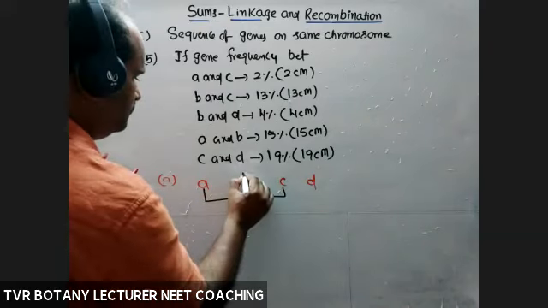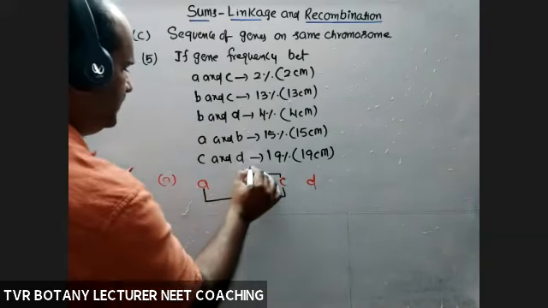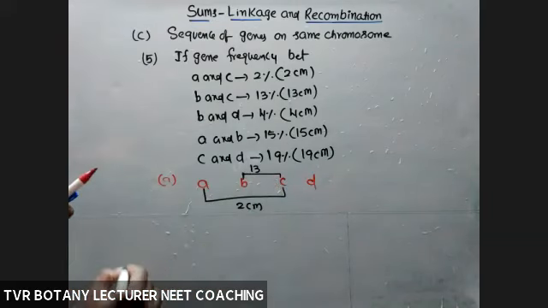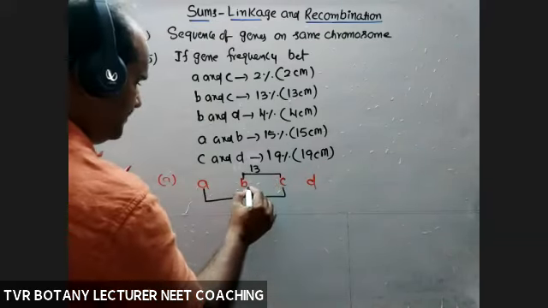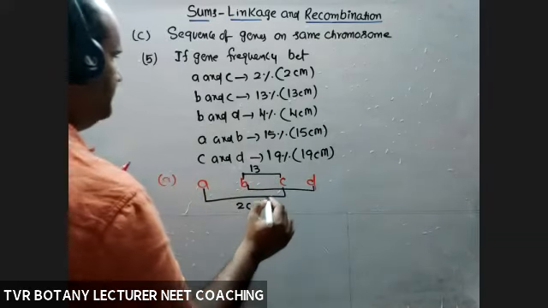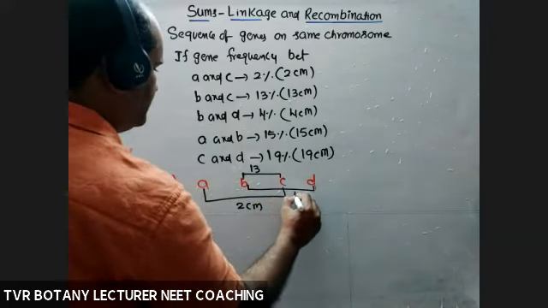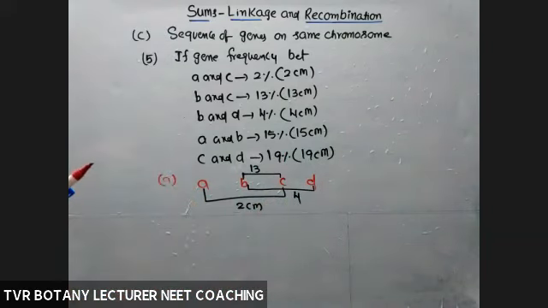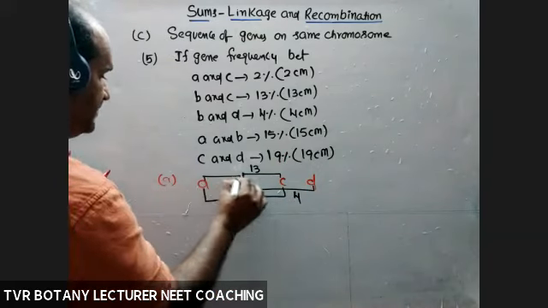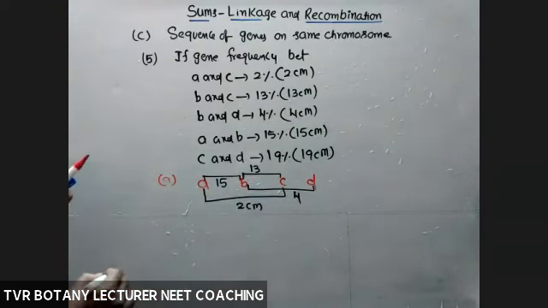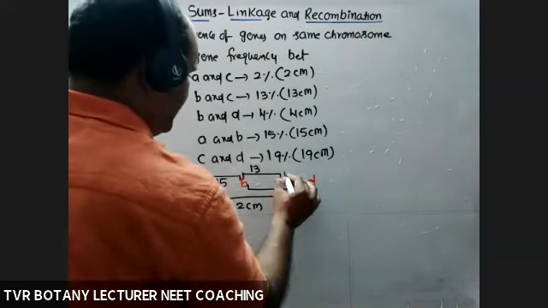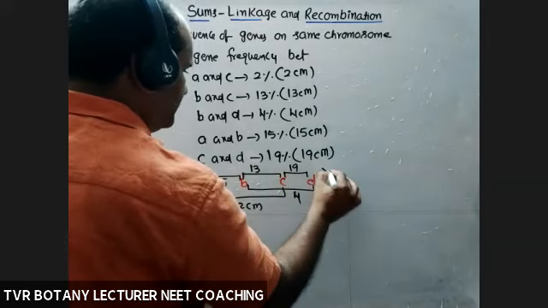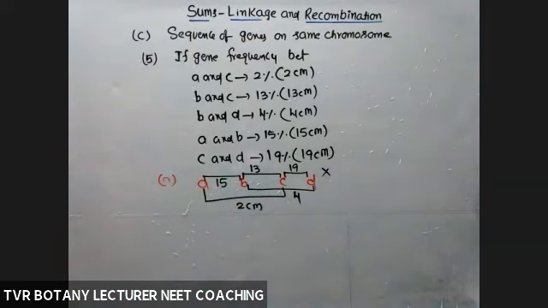BC, how much? 13 centimorgan. B and D, how much? 4. Next, AB, how much? 15. Next, CD, given one is 19. This is wrong arrangement. Not the correct one. Check it.